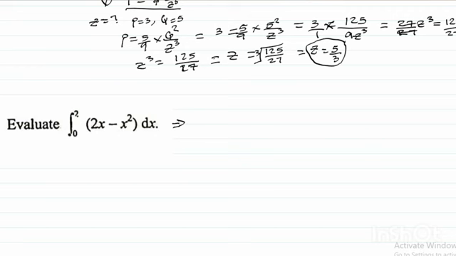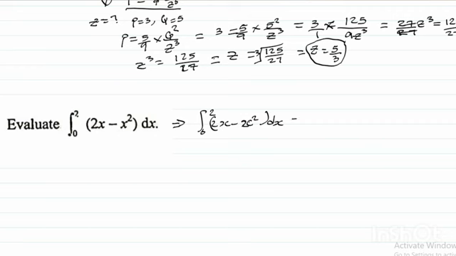We have the question: you have to integrate, from 0 to 2, 2s minus s squared, everything in brackets, ds. So now let's integrate it.